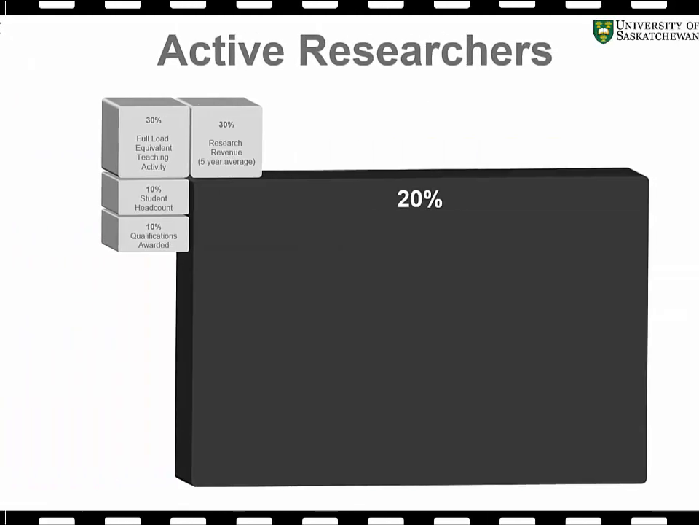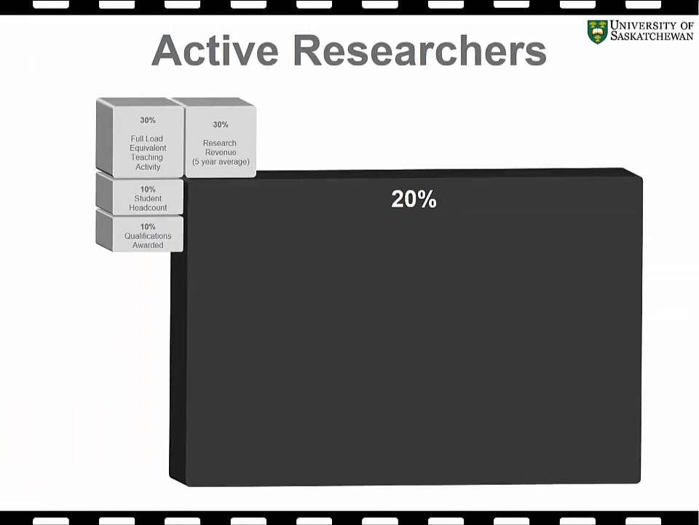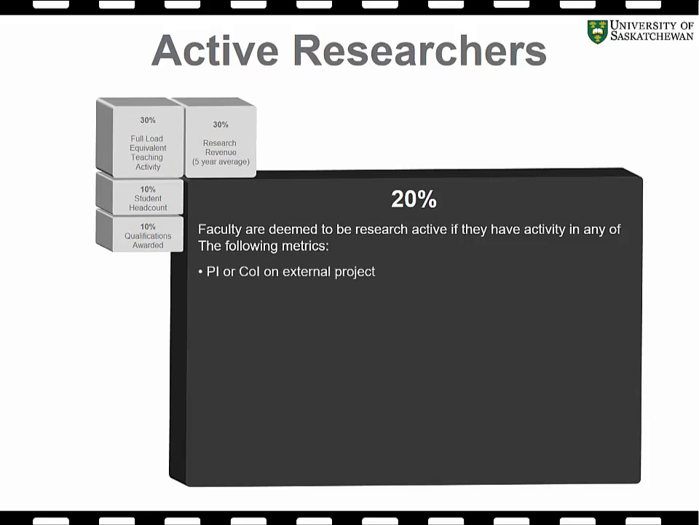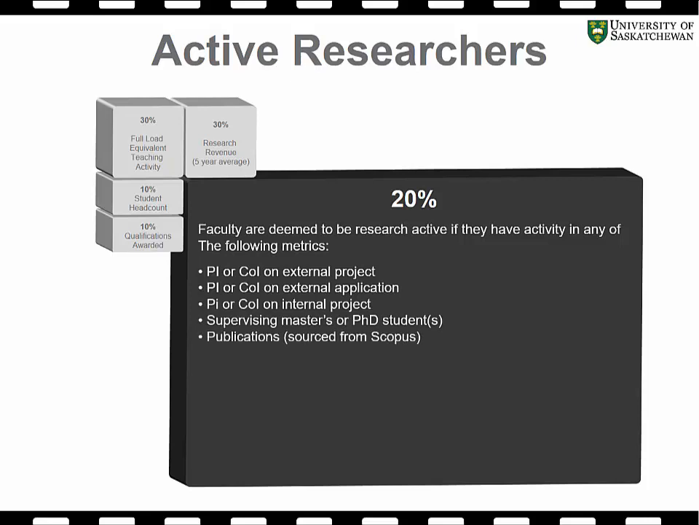To credit research activity that might not have revenue associated with it, but which the university wants to incentivize, TABBS uses the concept of active researchers. Faculty and senior college administration are deemed to be active if they are involved in any of the following activities: are listed investigators on internally or externally funded projects, are listed investigators on external applications, supervise either master's or PhD students, have published in journals indexed by Scopus, the source for several university rankings.